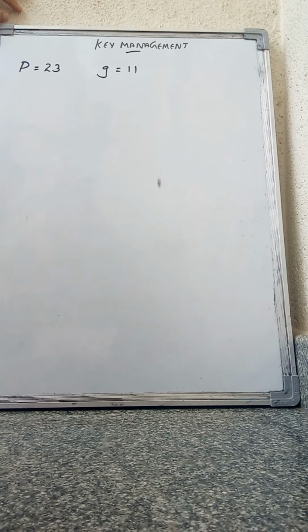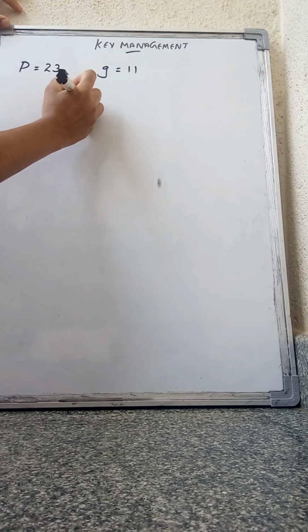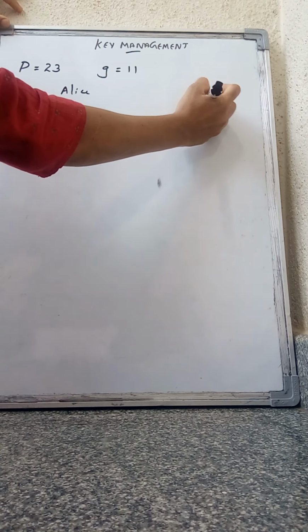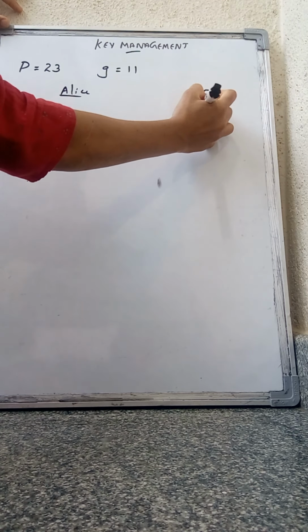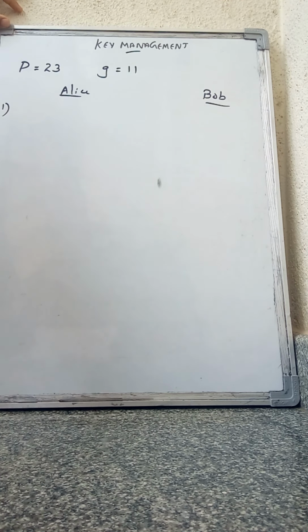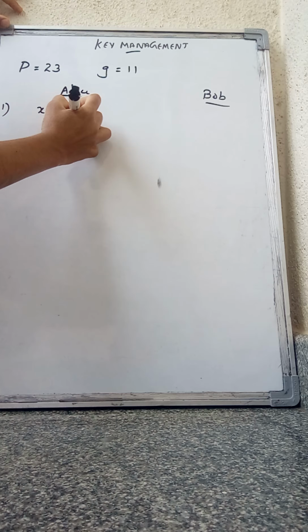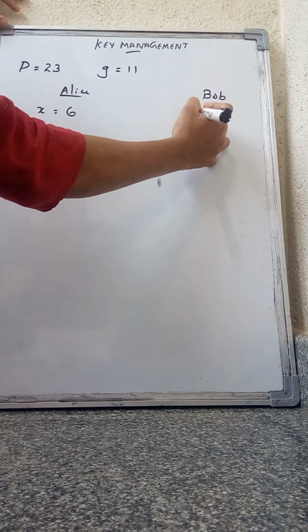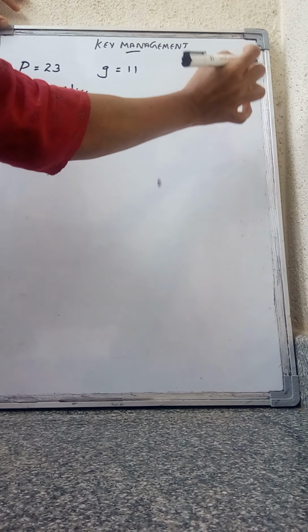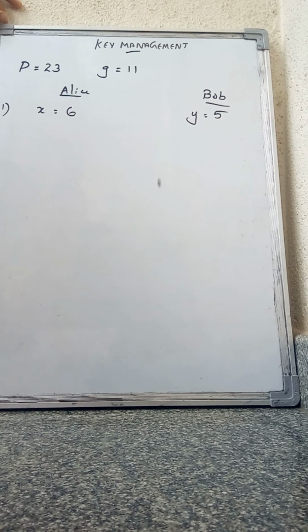Now the first step: Alice has to choose a random number, say x, which is less than P. Here we are choosing 6, and Bob also has to choose a random number, y, which is 5. So this is the first step.